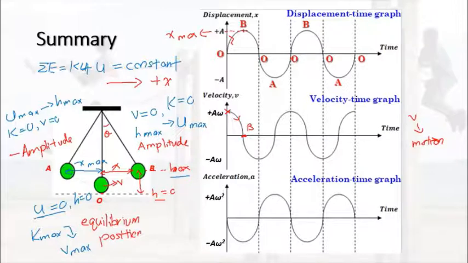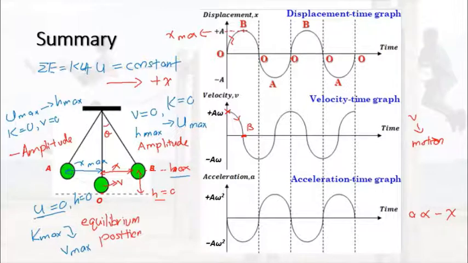Then how about a? If you still remember, in our previous lessons we derived the equation for a, and we know that a is directly proportional to negative x, meaning that a will increase with x. Why? Well, it makes sense. As the object gets further away from the equilibrium position, the restoring force will increase. So if the restoring force increases, definitely the acceleration will increase, right?